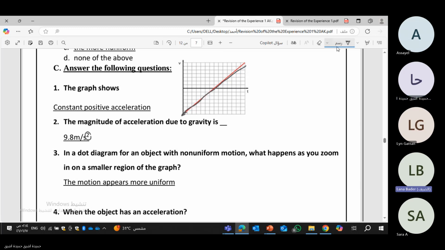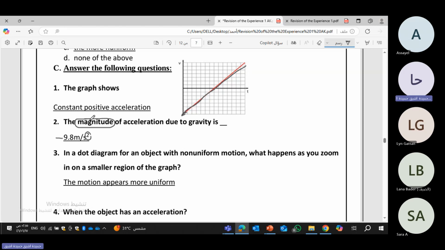Is it supposed to be negative or positive? Actually, because it's north, south, it must be negative. But if I'm saying find the magnitude, it means the value. So here, it's okay to not mention the negative because I'm asking about the value only, the number, without the sign.